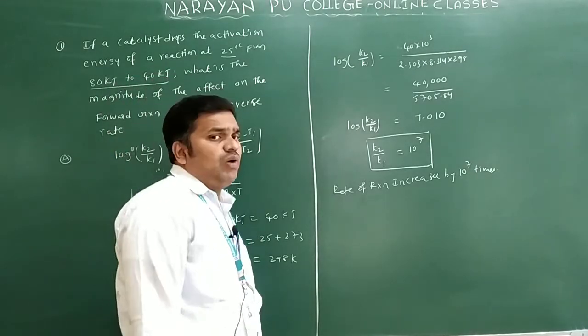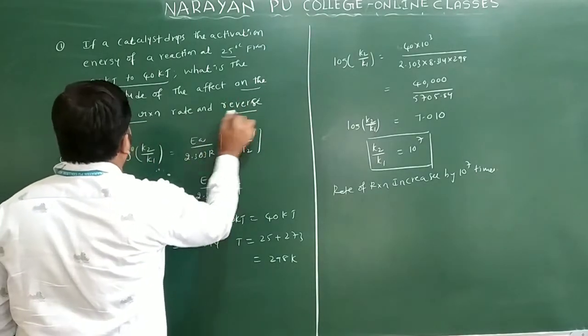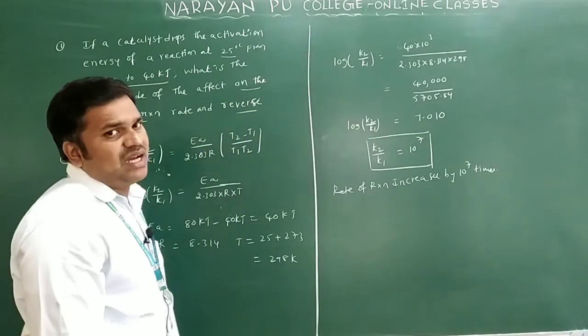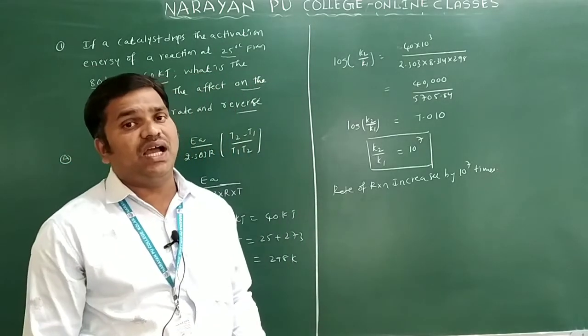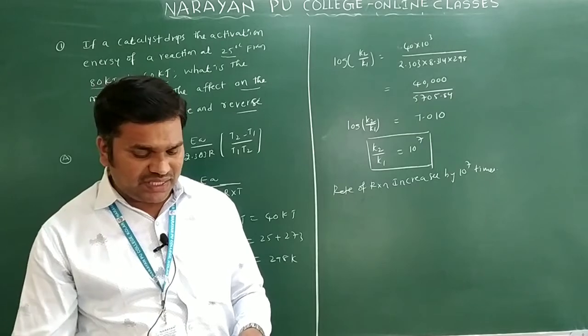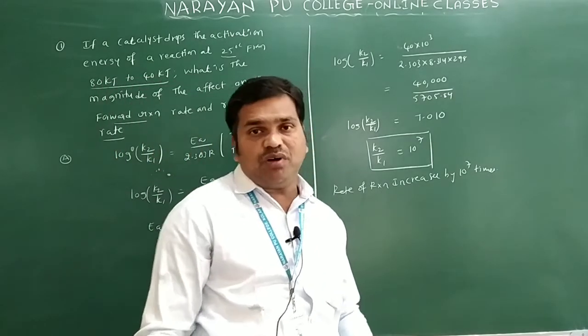Now one more question is asked here: what is the effect on the forward and reverse rate, the forward reaction and the backward reaction? You already know that a catalyst does not affect the equilibrium position. It will increase the rate of reaction, as I already told you, but it does not affect the equilibrium of the reaction.